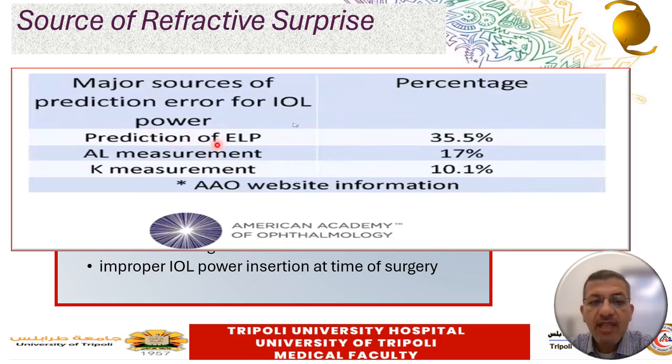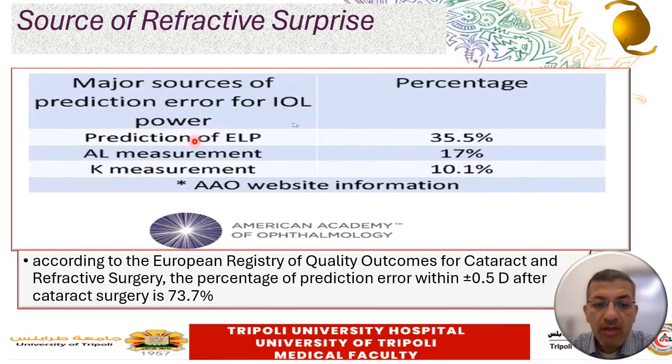So still, the effective lens position is responsible to a large extent for the errors in the prediction of IOL power. According to the European Registry of Quality Outcomes for cataract and refractive surgery, the percentage of prediction error within plus or minus 0.5 diopter after surgery reaches up to 73%. And this percentage is not acceptable, or is still far away from the optimum result. So an error of plus or minus 0.5 is seen in 73% of the cases.